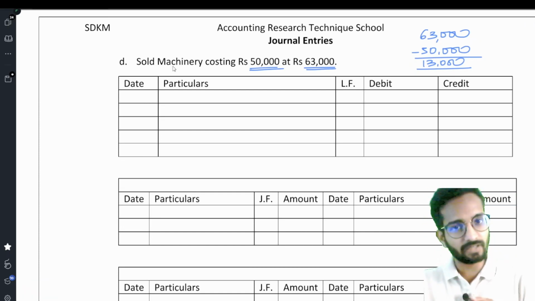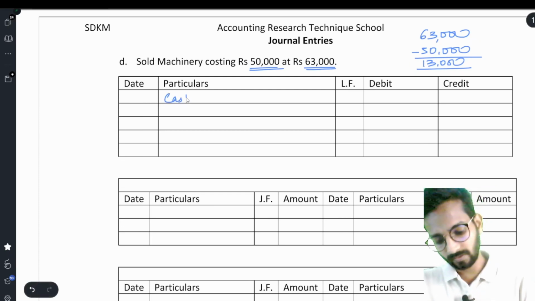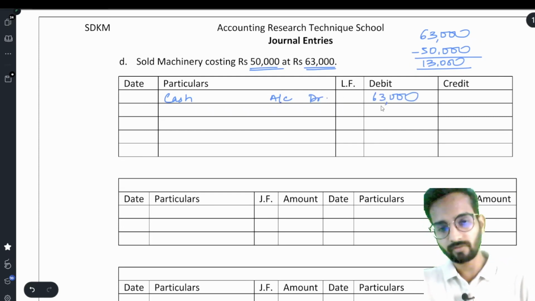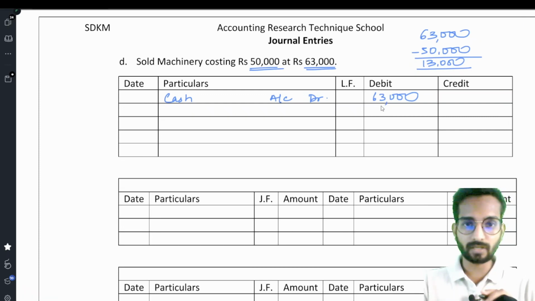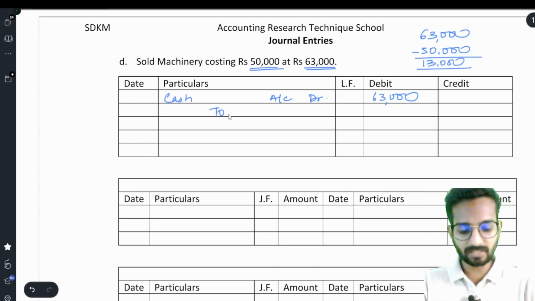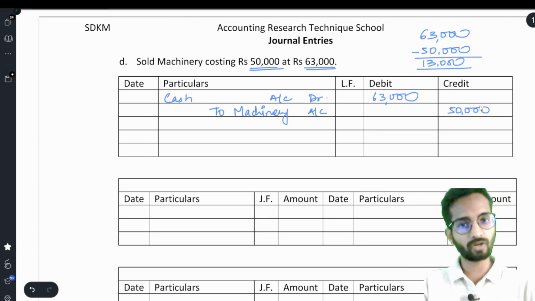Now I will write here, sold machine at 63,000. It means we have received cash of how much? 63,000. So I will write here cash account debit 63,000. First thing. Second thing, what is there? That machine has gone. So the machine's worth, what has gone already? Machinery account, 50,000. This machine has already gone.